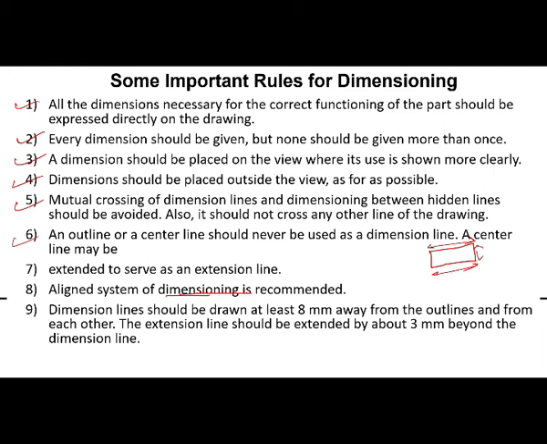Dimension lines should be drawn at least 8 mm away from the outlines and from each other. Which means dimension lines should be drawn at least 8 mm away from the outlines. This is the object, and if we give the dimension length like this, this distance should be at least 8 mm, and maintain 8 mm from each other. And the extension line should be extended by about 3 mm beyond the dimension line. So this is the way of writing dimensions.